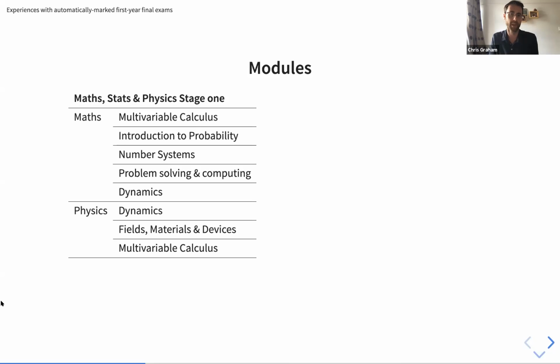So this was eight modules, but actually only 7 exams. One of them was co-taught. So a real mixture of subjects, some of them very challenging to move to an online format as well.